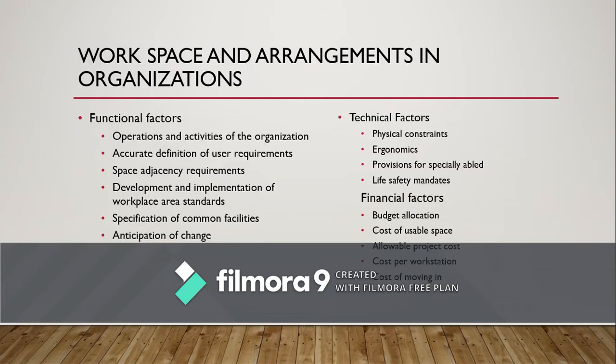Going further, today let us understand workspace and arrangements in organizations. As you all know, when we go for work, there is a workspace, an office or a factory, and there are a few arrangements that are organized in such a way that efficiency is reached. There are basically three types of factors considered in workspace and arrangements. The first is functional factors, the second is technical factors, and the third is financial factors.